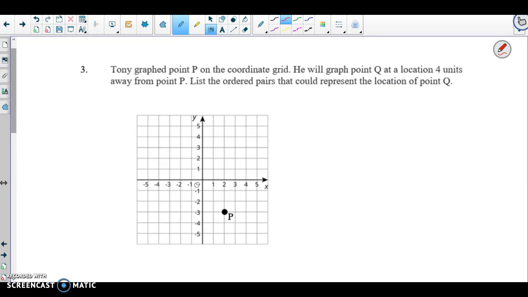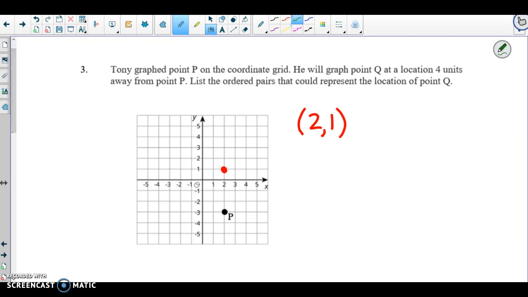Moving on to the next page, or the back side there. Tony graphed point P on the coordinate grid. So we have it right here. He will graph point Q at a location 4 units away from P. List the ordered pairs that could represent Q. So here's the thing. Here's P right here. And if I'm 4 units away, I could go up 1, 2, 3, 4 and be here, right? And so that's 1 point. And if I give the coordinates for that, I'm over 2 to the right, 1, 2, and then up 1. So one possibility is 2, 1.